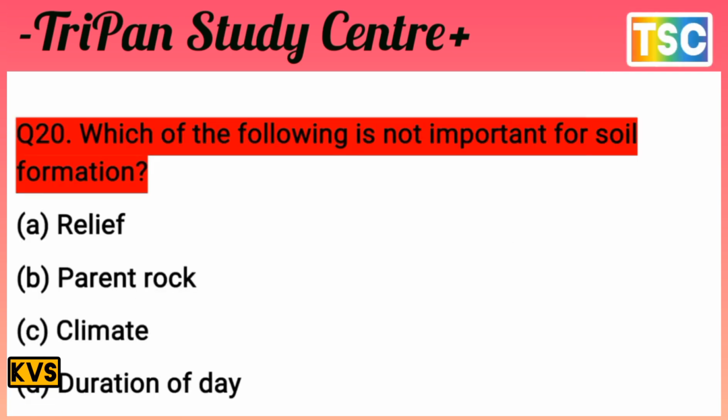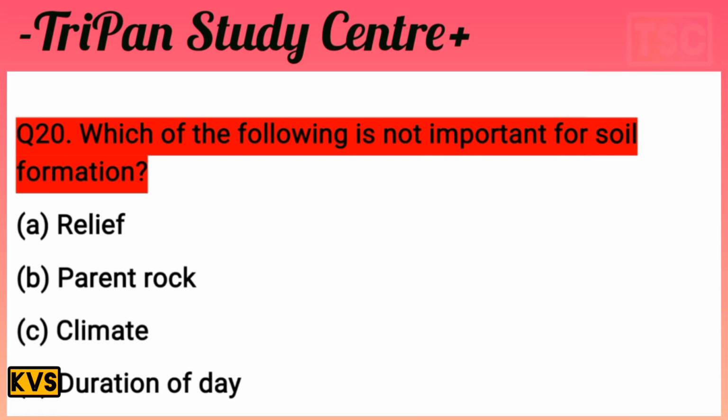Let's see the next question on your screen: which of the following is not important for soil formation? The options are leaf, parent rock, climate, and duration of the day. First of all, take a few seconds and test your knowledge.